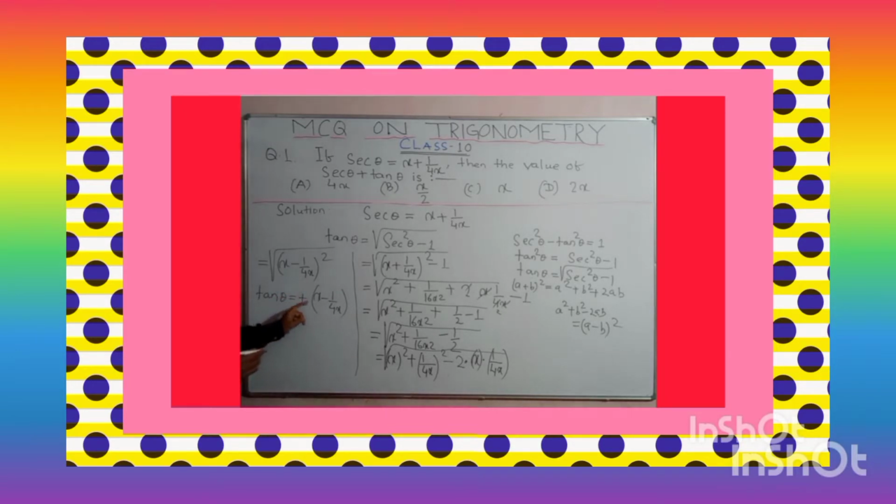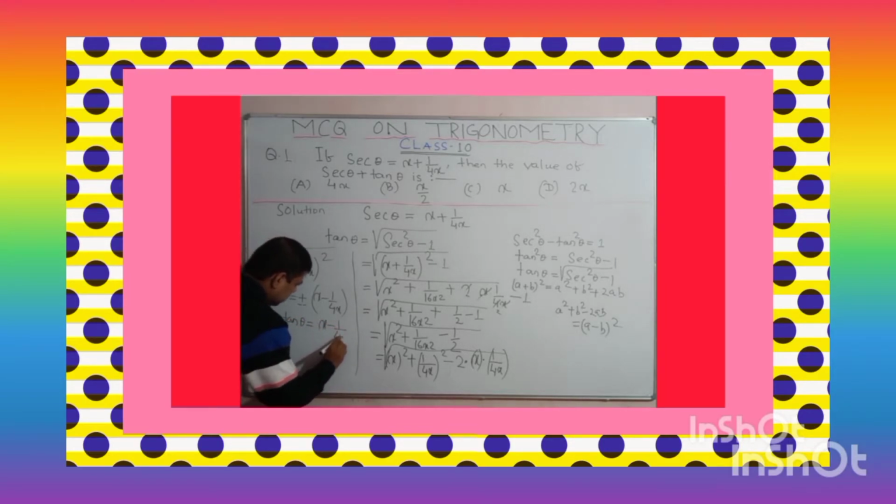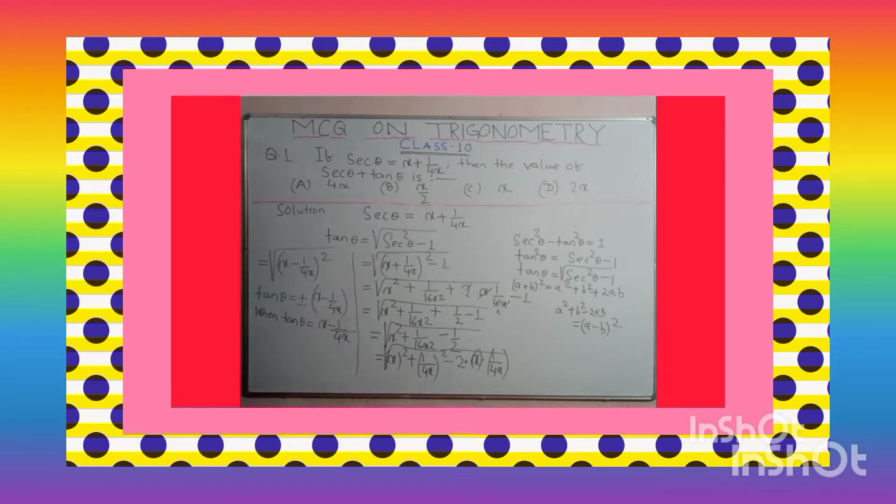You are getting a plus value and a minus value here. So when tan theta is equal to x minus 1 upon 4x, if you take the positive value, then what is the value of tan theta plus sec theta? Find out. Let's see.